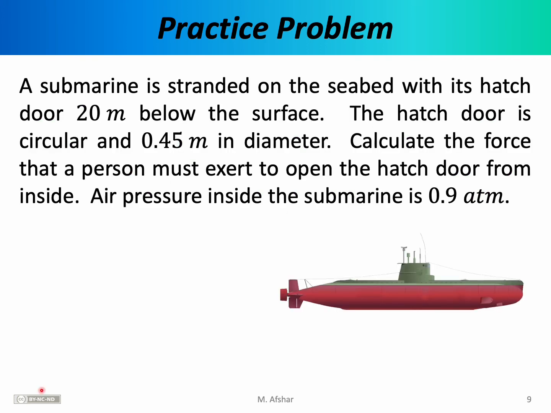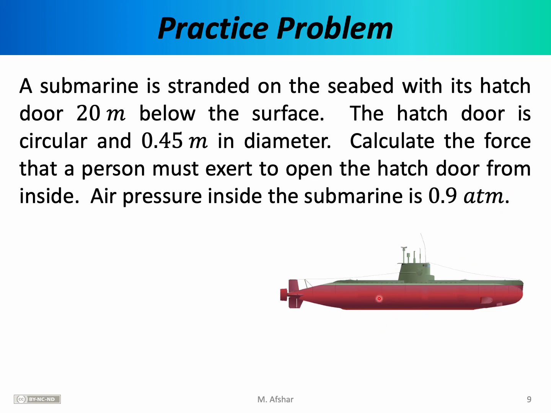Let's end this lecture with a practice problem that requires some calculations. A submarine is stranded on the seabed with its hatch door 20 meters below the surface. The hatch door is circular and 0.45 meters in diameter. Calculate the force that a person must exert to open the hatch door from inside. Air pressure inside the submarine is 0.9 atmospheres.